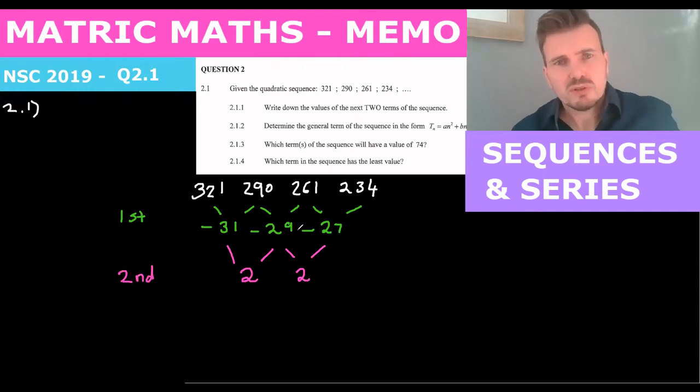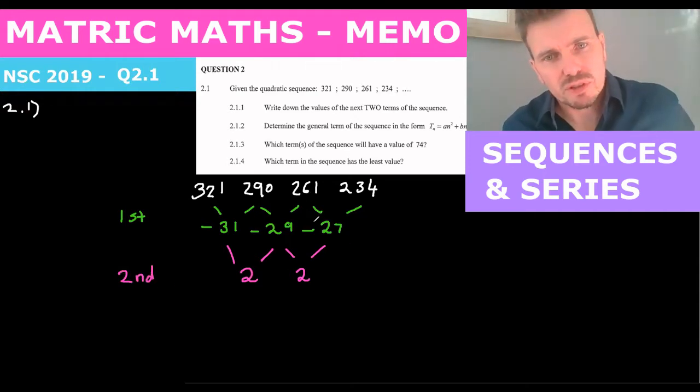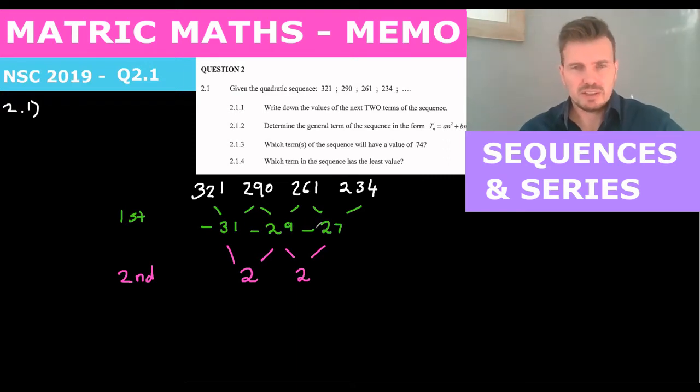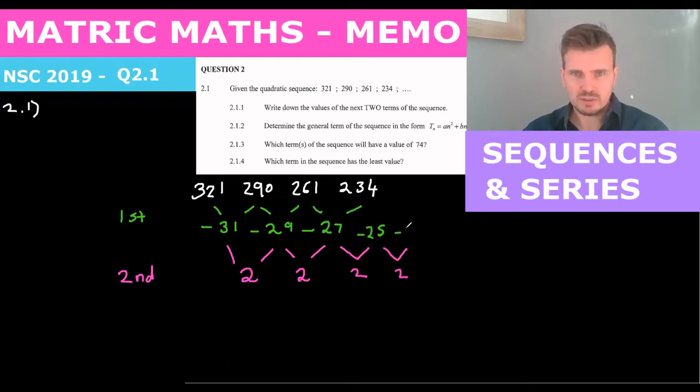So the first question, 2.1.1, they want the first term. Well, I don't need to find the general term. I can simply just continue this sequence. So it would be 2 and 2, and then this would be minus 25 and minus 23. And then 234 minus 25 is, let's get that bright color, so this would be 209.